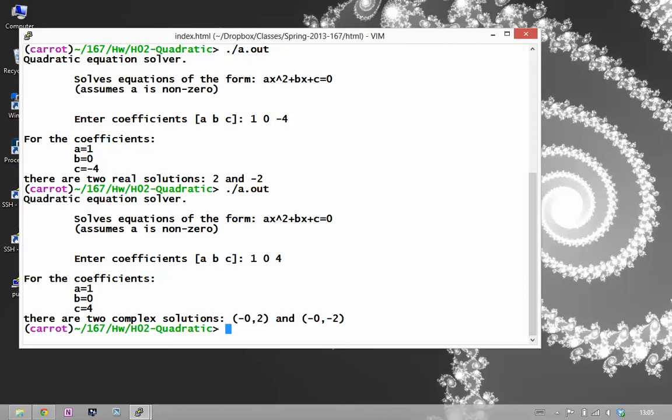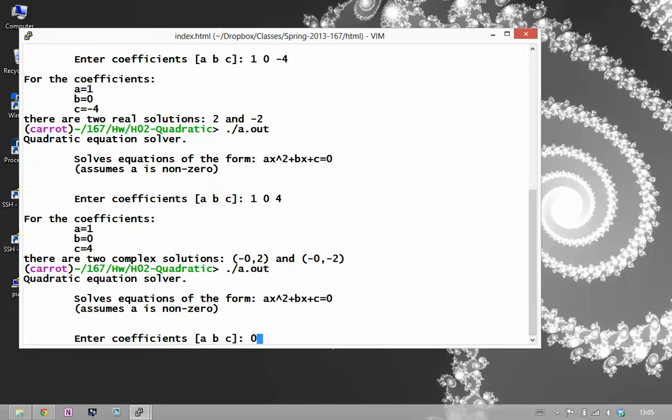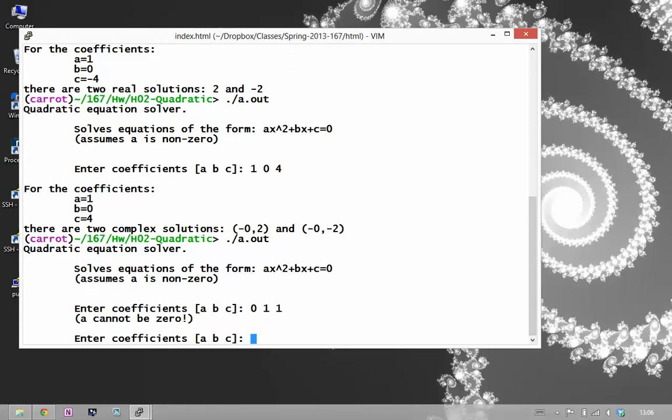All right. Let's go on and look at this thing, and let's try 0, 1, 1. So here I'm asking the program to solve x plus 1 equals 0. What did I tell you to do in this particular case? Print a message and ask for the data again, and keep asking until the user gives you a non-zero A. So let's look at that.